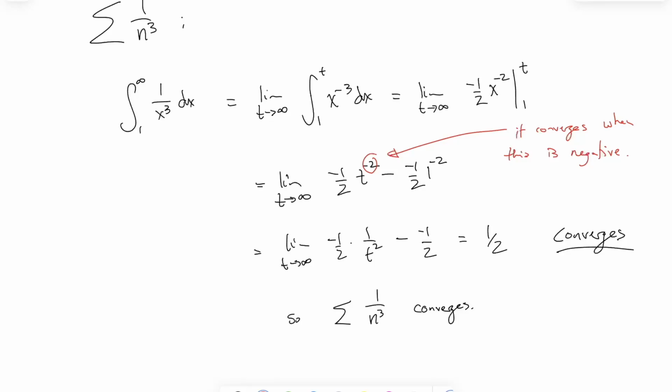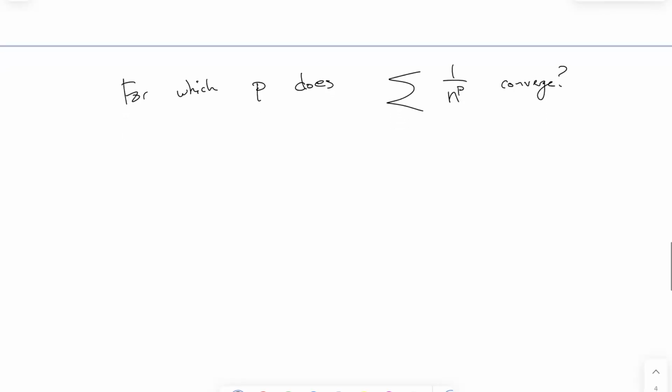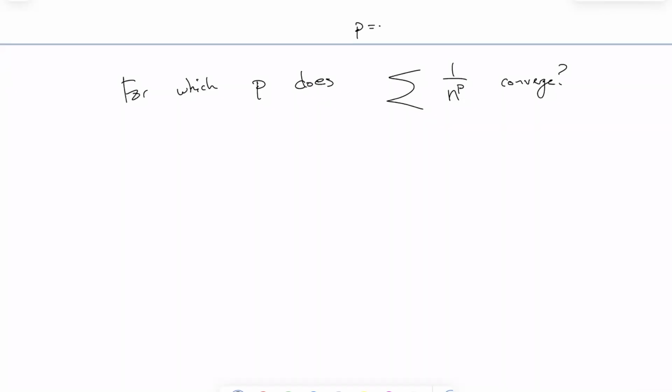Can we say something about the original thing? The question I want to ask is, for which p does the series 1 over n to the p converge? We just did 3 examples of this type. P equals 1 made it diverge. P equals 2 and 3 were the other 2 that we checked, and those converged. You got an idea? When p is greater than 1, it converges.